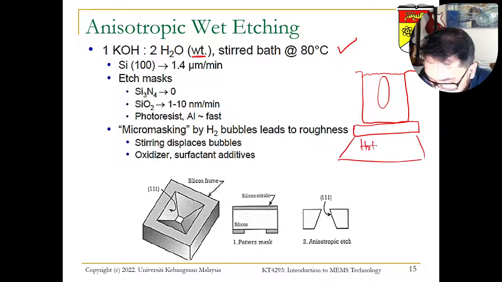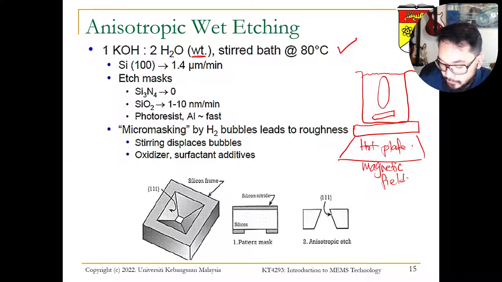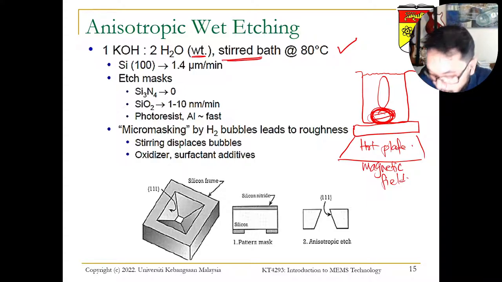This hot plate can also have a magnetic stirrer. If you put a piece of magnet here, because of the magnetic field generated by the hot plate, it will follow that and turn inside the water. Therefore it will create a vortex and basically a stirring effect. So you are using a stirring effect. The hot plate is heating it at 80 degrees Celsius.